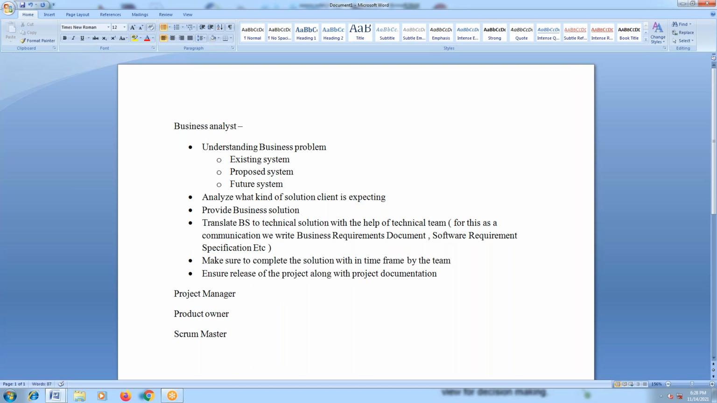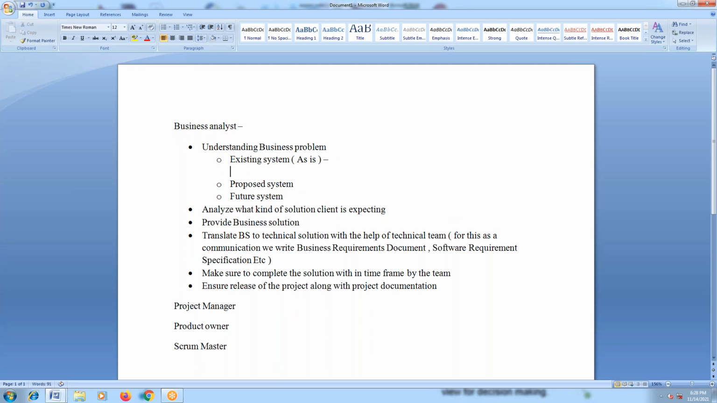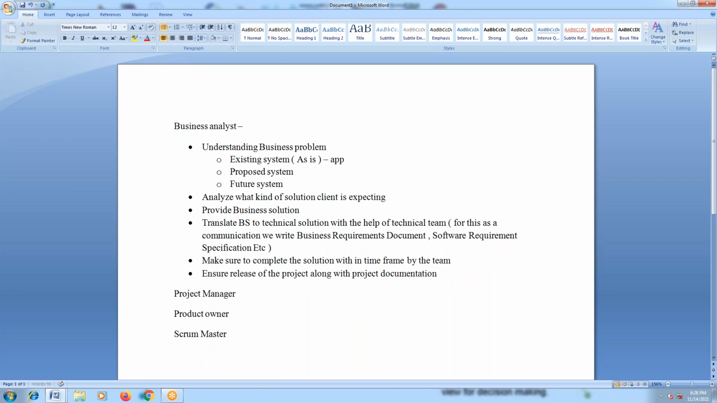This existing system, in business analyst terms, we don't call it existing. We call it the as-is environment. Right, in business analyst terms, we call it the as-is environment. Whatever application or solution the client is using at this point in time is what we call the existing system.